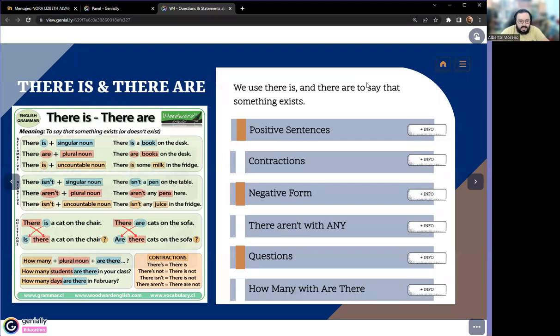two expressions in order to talk about existence. One is for singular and one is for plural. Also, the singular one is used with uncountable nouns. So now let's see the structures for there is and there are.